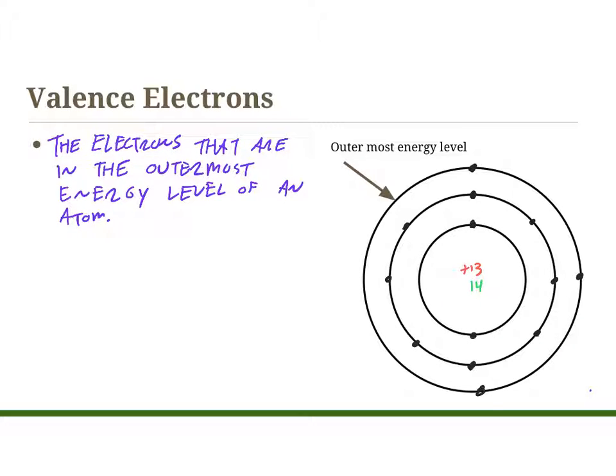And the other thing that's important to note about valence electrons is that the most number of valence electrons that an atom can have is 8. So an atom can have up to 8 valence electrons.